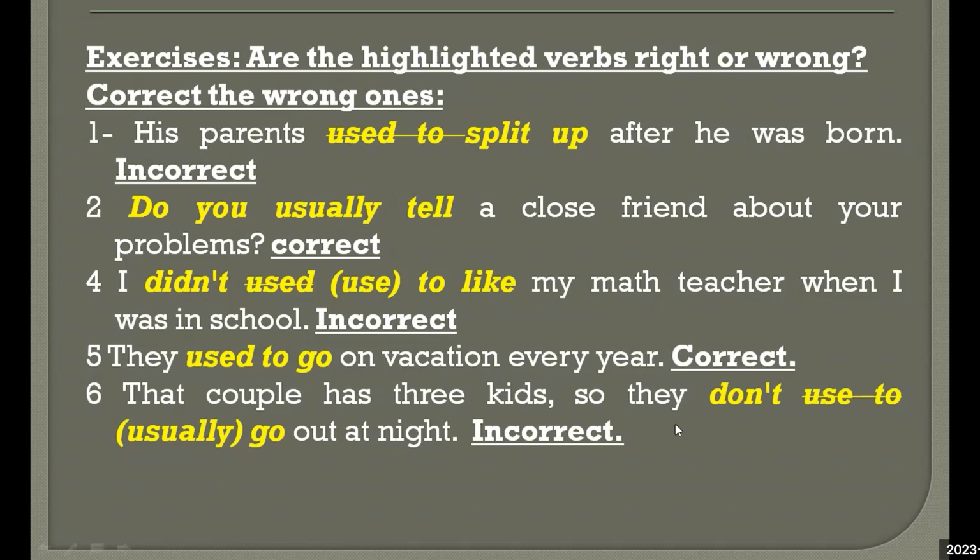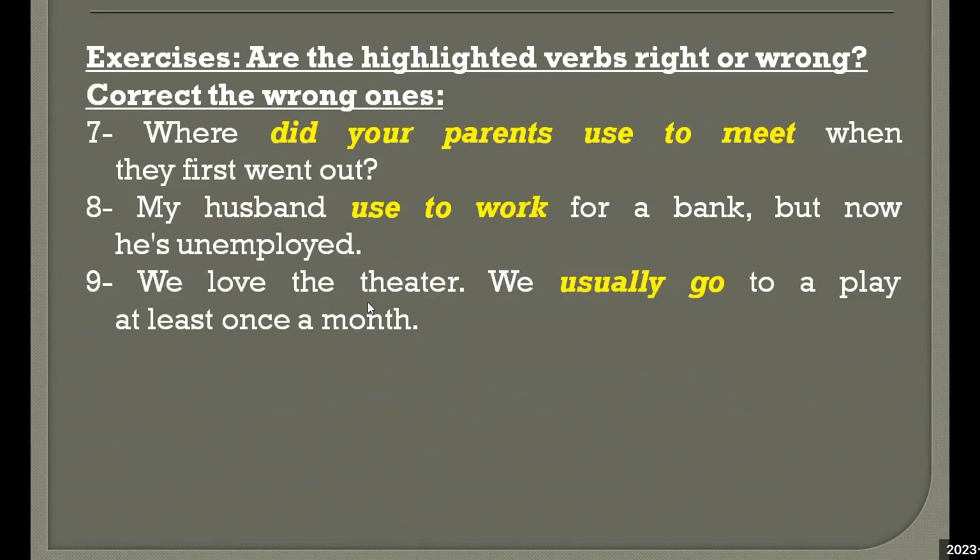Don't used to, that's wrong. As we said before, we use used to talk about a habit in the past, not a habit in the present. So we have to change this. So you should say they don't usually go out at night. Or just use the present simple, so they don't go out at night. Now look at these sentences. Also, you need to decide if there are any mistakes in them. If there is a mistake, you need to correct it.